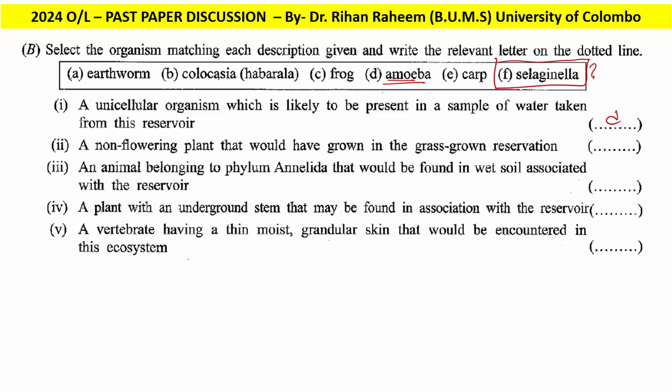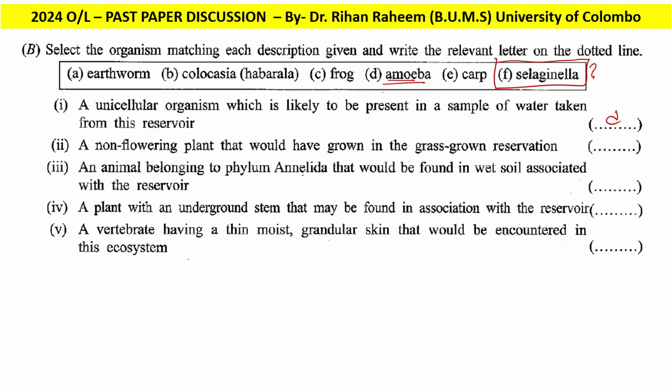Because Colocasia, that Habarala plant, it comes under underground stem example. So that is a good flowering plant. So Selaginella, Nephrolepis, Marchantia, those are the non-flowering, very small, very evolutionary low plants. So that is the answer there. Even if you don't know, keep it. Finally, you will have that. We have to put that.